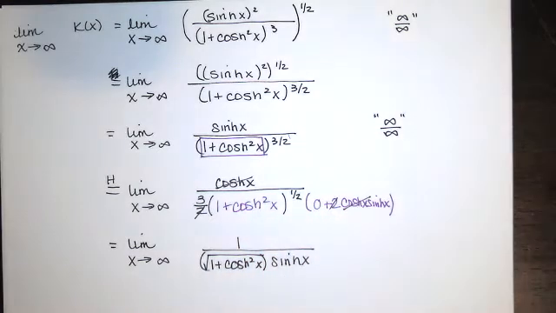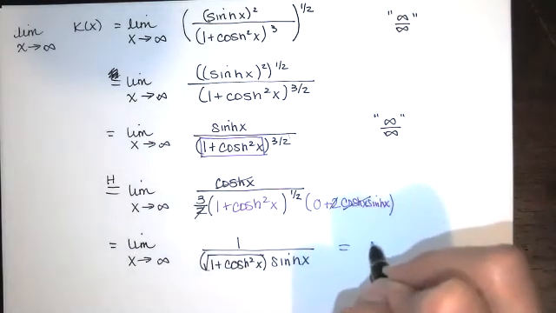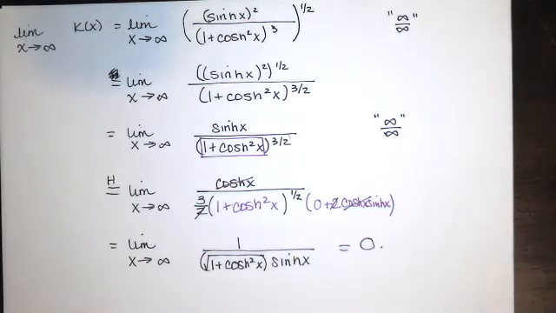And this is not an indeterminate form anymore. This is getting large, so you square it, you add 1, you take the square root, it's still large, and this is getting large. 1 over a really large number is a really small number. So that limit is 0.